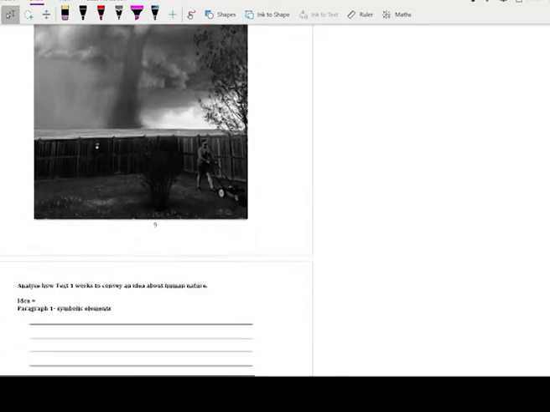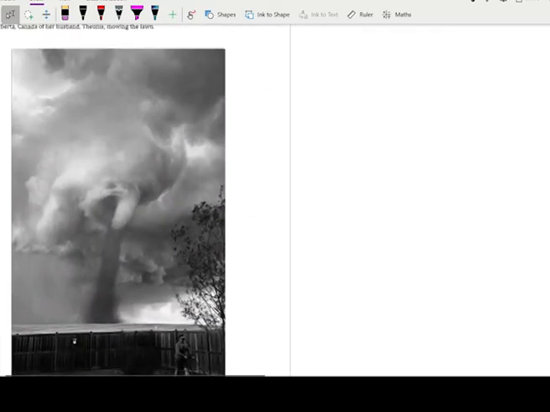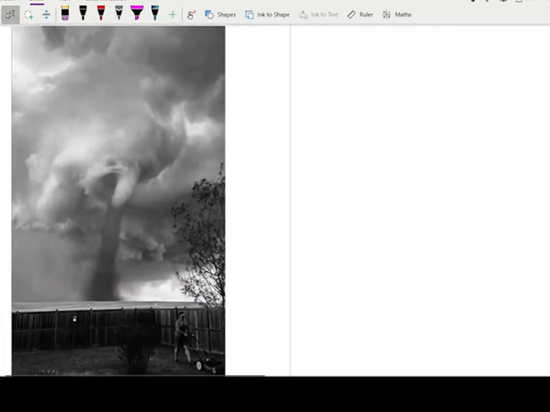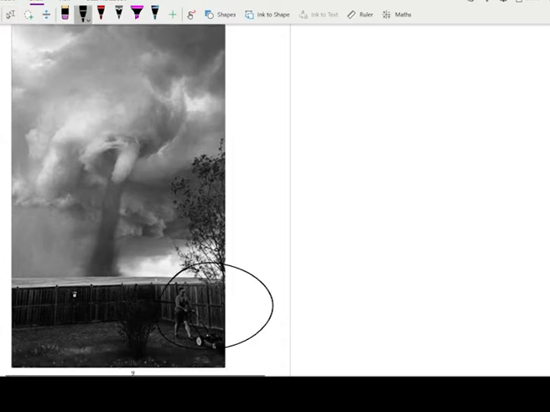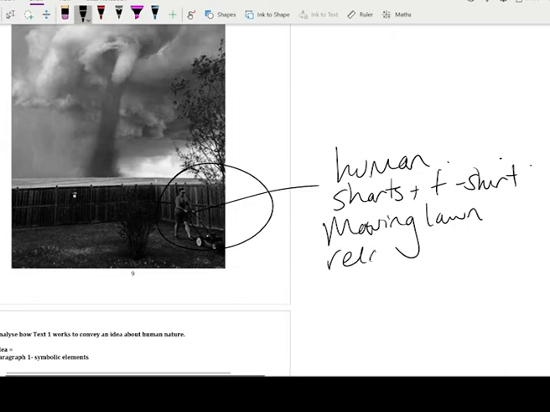So first of all, you've got to look at the question, how does text 1 work to convey an idea about human nature? So we need to talk about all the things in the text, but then, of course, the key part is this human. So this human is in shorts and t-shirt. He's mowing his lawn. He looks pretty relaxed and casual. He's wearing his sunglasses. Doesn't seem bothered at all.